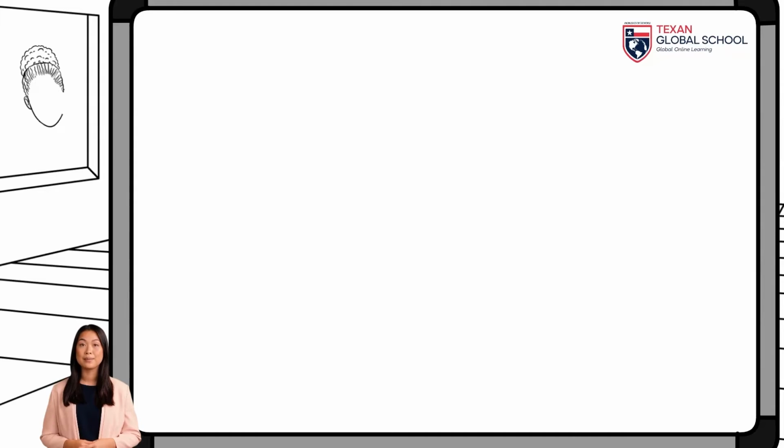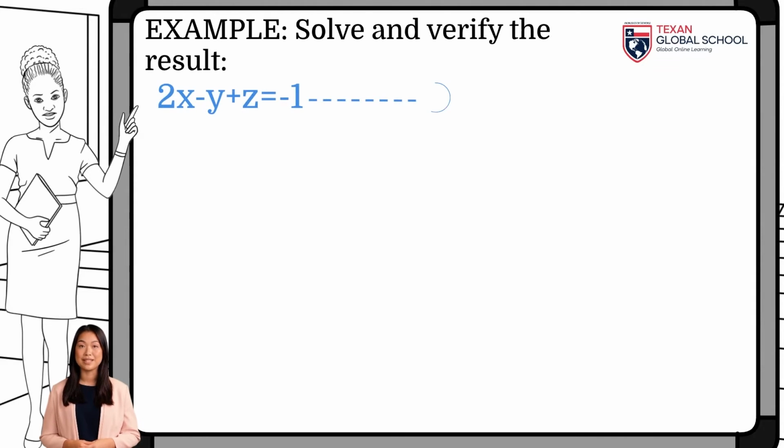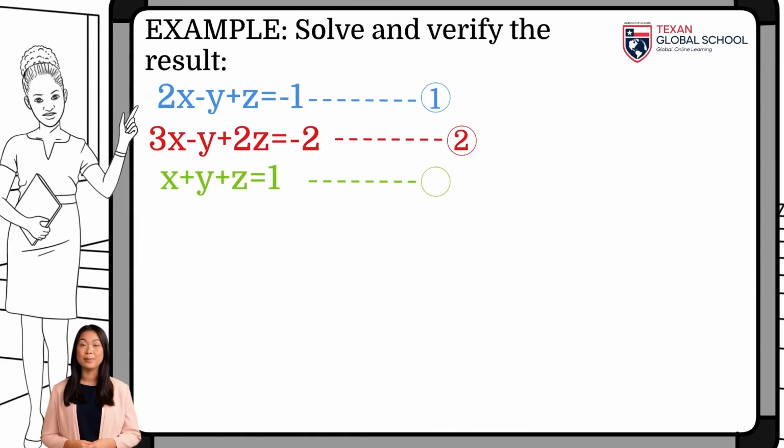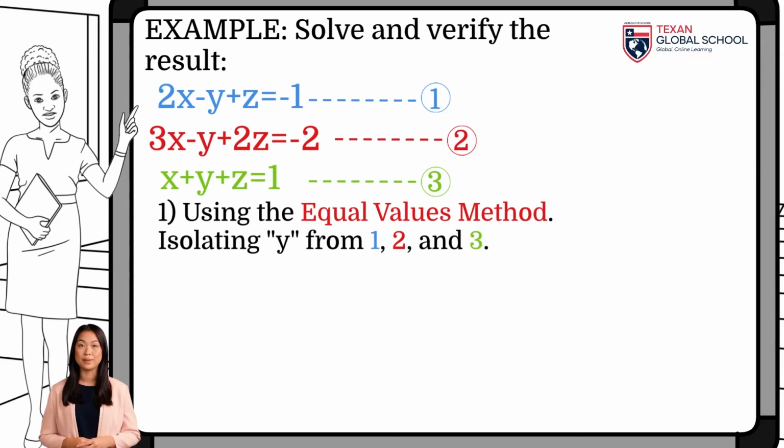In this next example, we will solve this 3 by 3 system, starting with the equal values method. In this case, we must isolate the same variable from the 3 equations. Once again, it is suggested to analyze the equations first to identify the simplest possible option. We then decide to isolate y.